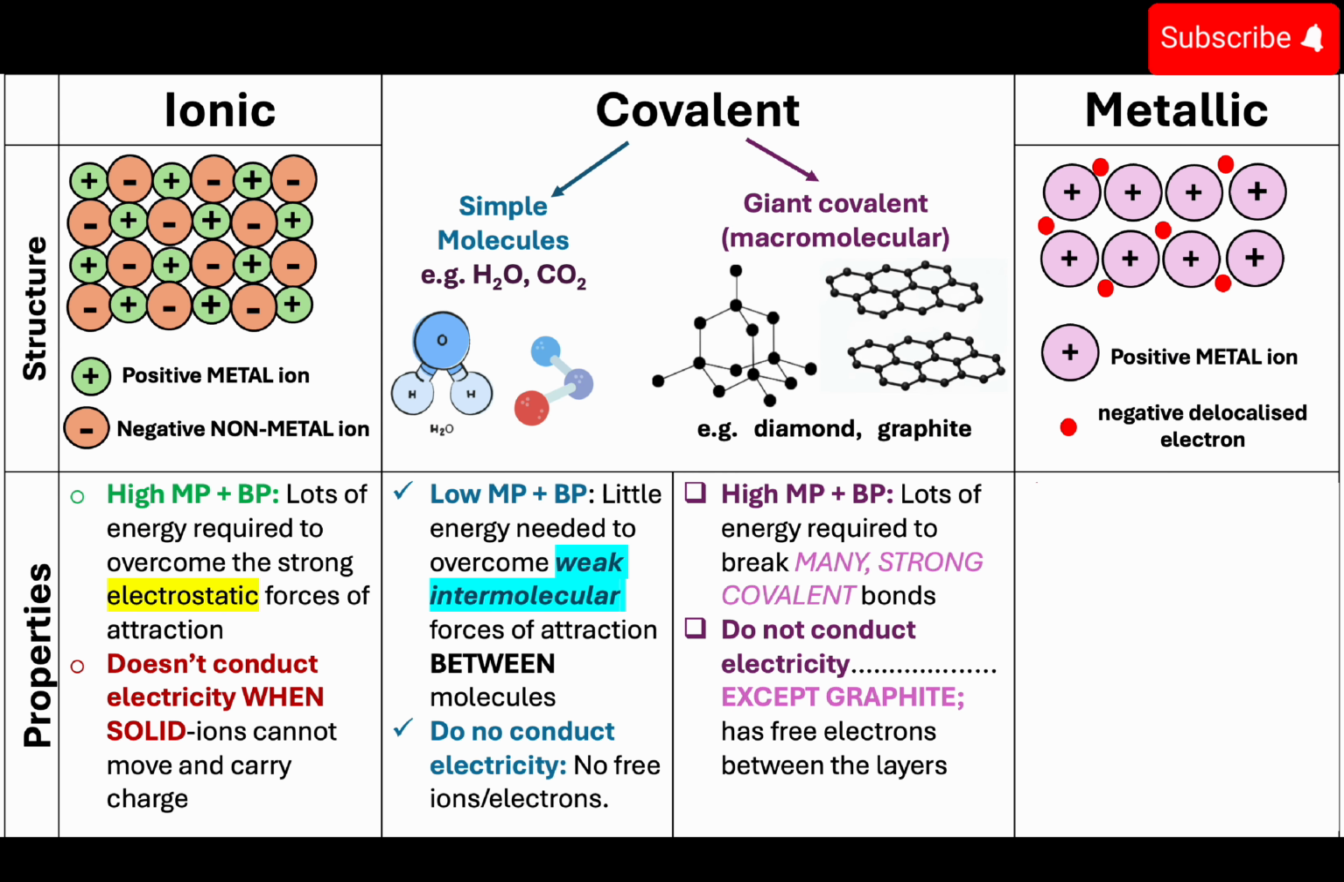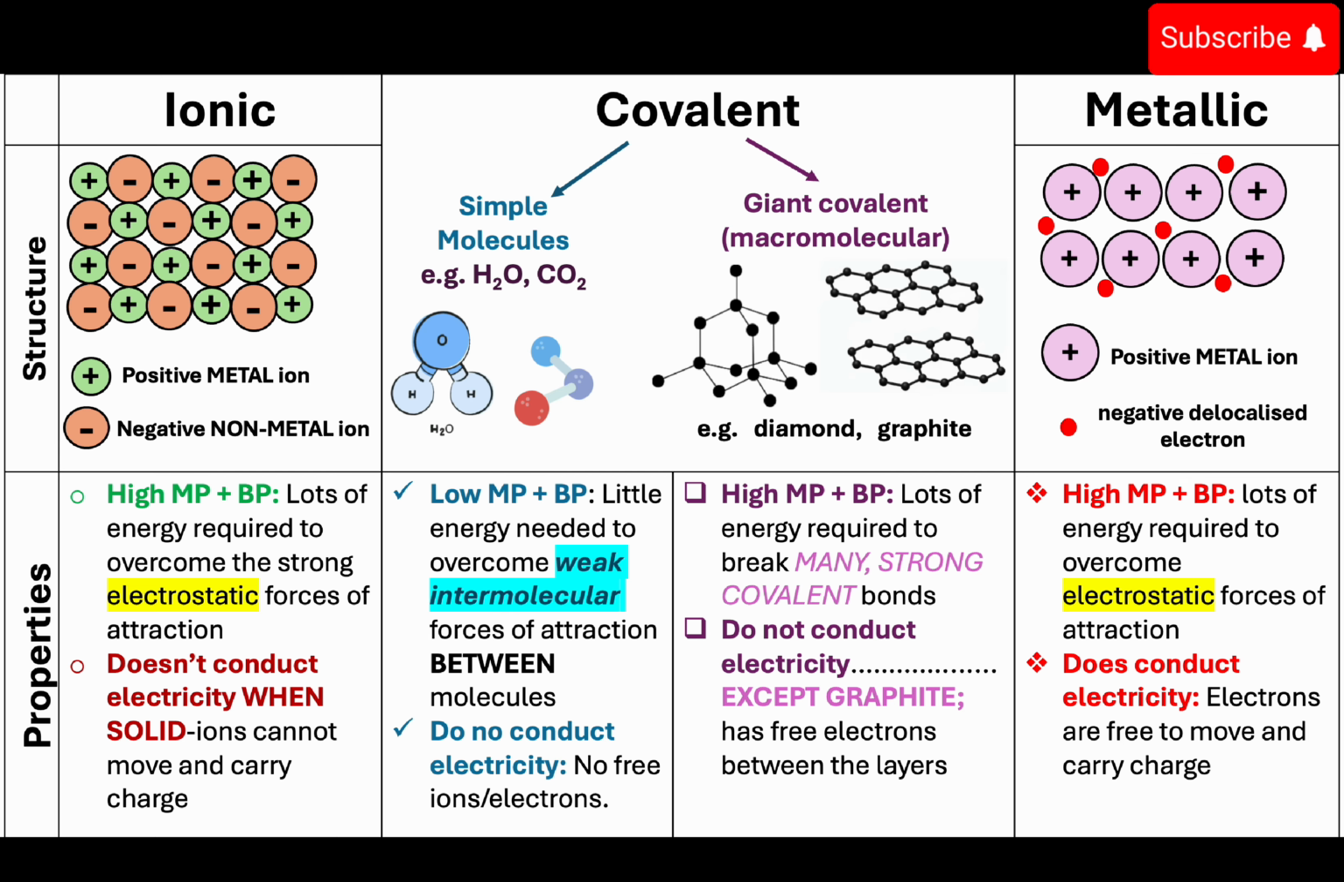Last but not least is the properties of metallic bonding. Firstly, they have high melting and boiling points, meaning lots of energy is required to overcome the electrostatic forces of attraction. So electrostatic forces of attraction are mentioned in metallic and in ionic bonding. Does it conduct electricity? We know metals conduct electricity. The reason why is that the electrons are free to move and carry charge.